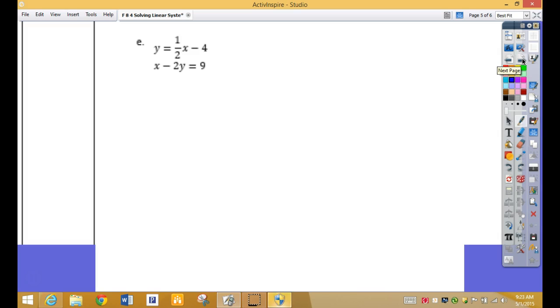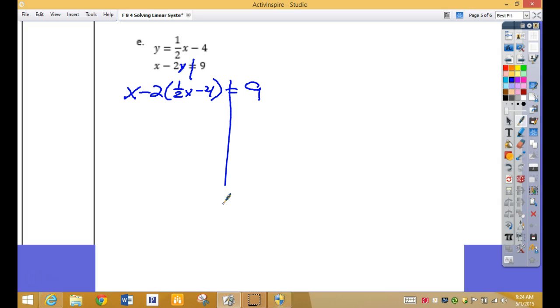Now the last one, a lot of you have already held up your answers and you got this correct. We're solving for the y, so we have to put it in here for that y. So I'll bring this down, x minus 2 times, now my y is 1/2 x minus 4. And that still equals 9.